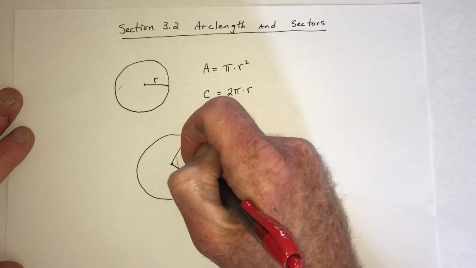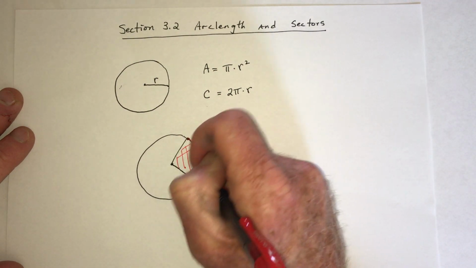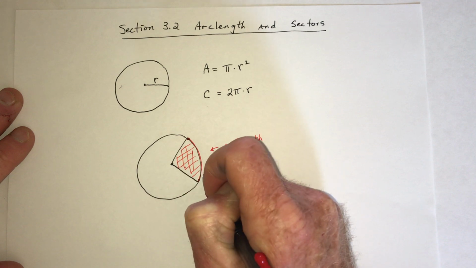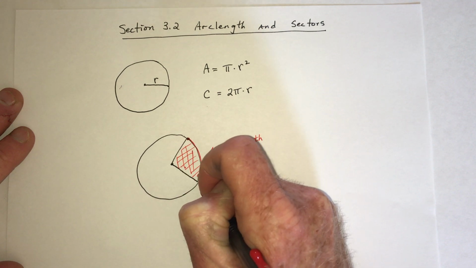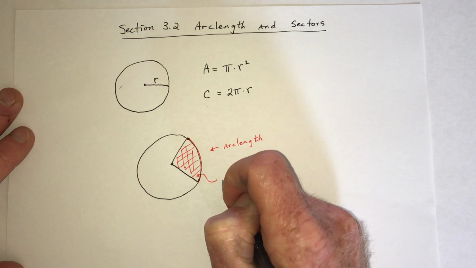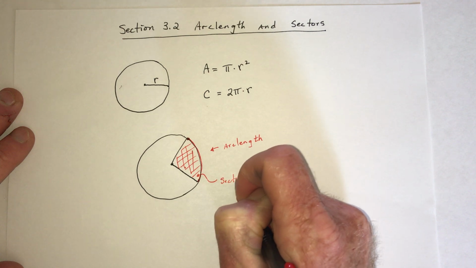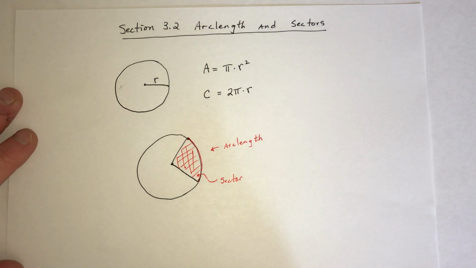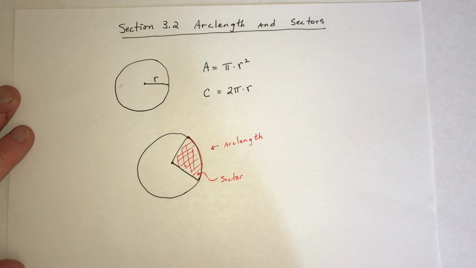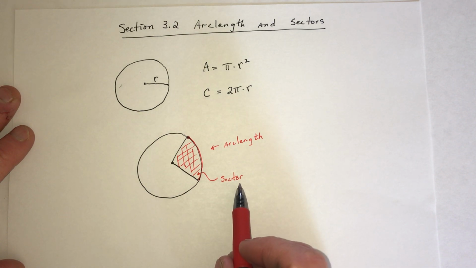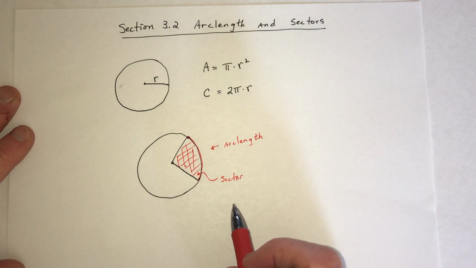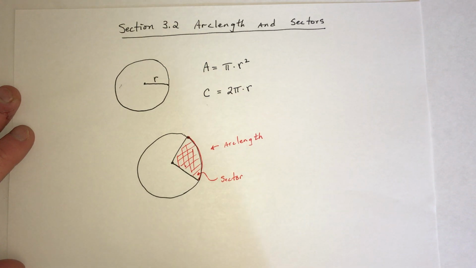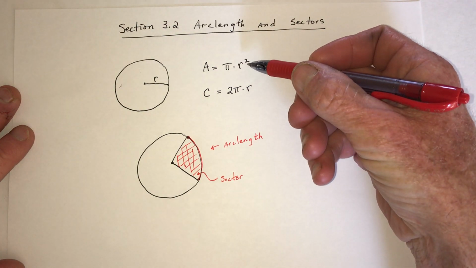Then, if you wanted to know how much space this pizza takes up, that area, well, first of all, the shape is called a sector. So the shape of a piece of pizza is actually called a sector. And then we'll find the area of it. And again, it would just be a fraction of the area formula.